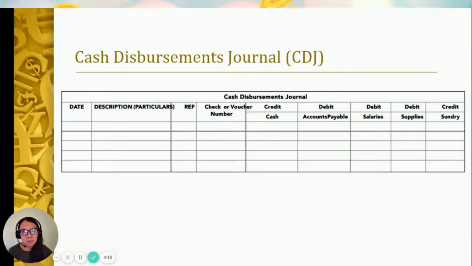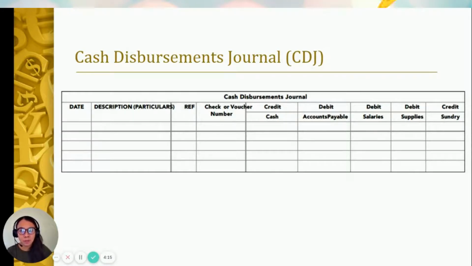The cash disbursements journal is the opposite of the cash receipts journal. So when the business receives cash, we put it in the cash receipts journal. And now when we pay cash, or when the cash goes out of the business, then we record the transaction in the cash disbursements journal. So basically, it is the journal where all cash payments are recorded. An example of a cash disbursements journal is here, the one in the slide.